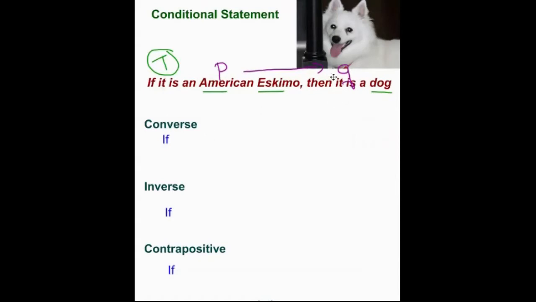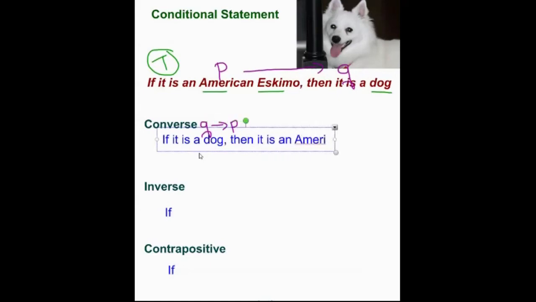So the converse, all we're doing is flipping the P and the Q. So what I want you to do is write Q, then P. I want you to do that before you start writing the sentences or whatever you may be doing. So let me go ahead and type this out because I really can't write. Okay, so I'm going to put my Q first. My Q is, then it's a dog, but I got to use the if-then. So if it is a dog, then it is an American Eskimo. So let's take a look at this.